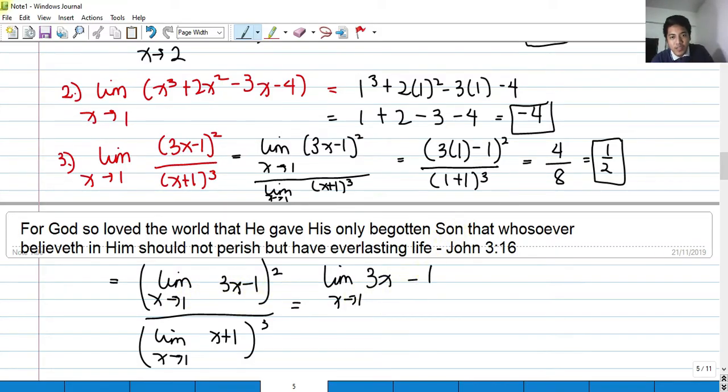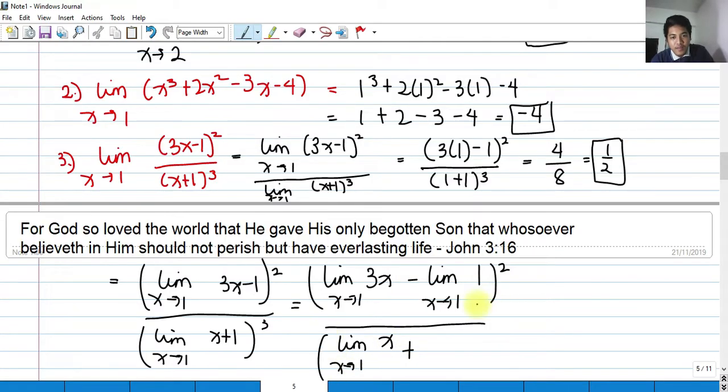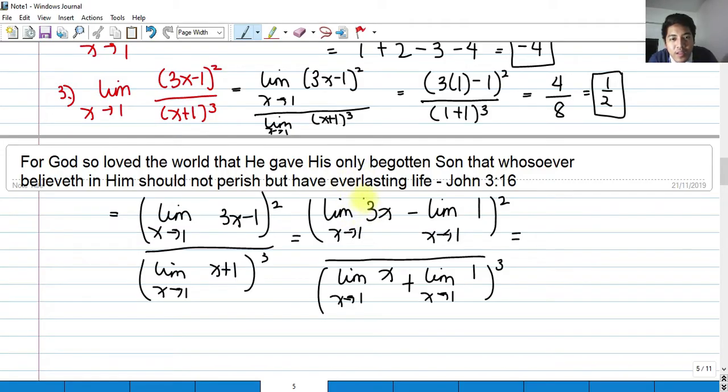So we have minus the limit of 1 as x approaches 1, squared, over the limit of x as x approaches 1 plus the limit of 1 as x approaches 1, cubed. So if we evaluate this, we can factor out 3 outside of the limit. I can rewrite this with 3 outside of the limit, multiplied by the limit of x as x approaches 1. So it would become 3 times 1, because the limit of x as x approaches 1 is 1, minus the limit of 1 as x approaches 1.